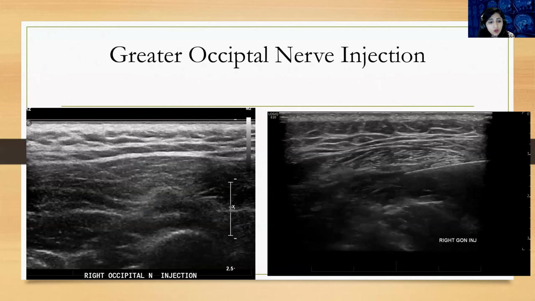Then this is the greater occipital nerve injection. As I told you, the greater occipital nerve is always present medial to the occipital artery. So just use your probe and locate the occipital artery by putting the color Doppler on, and then the greater occipital nerve is really medial to the artery.